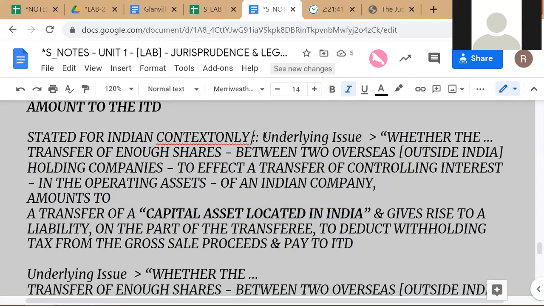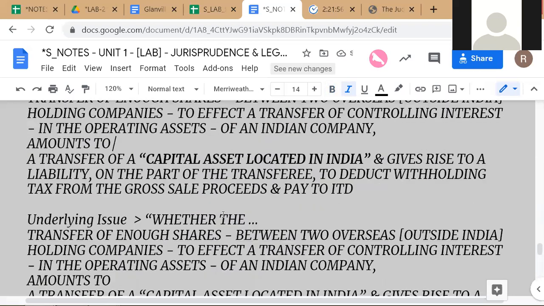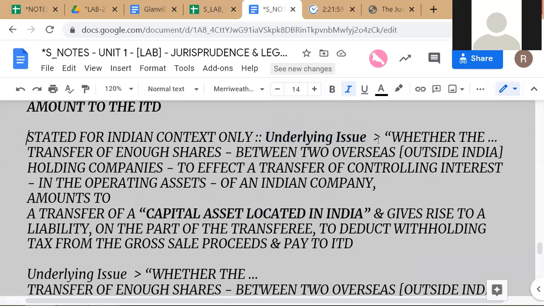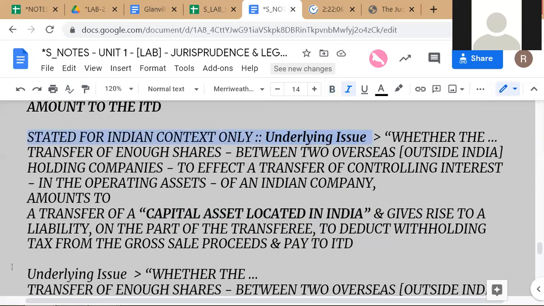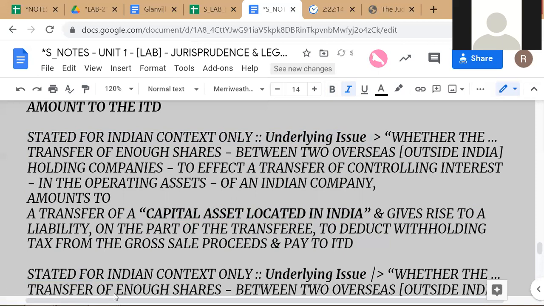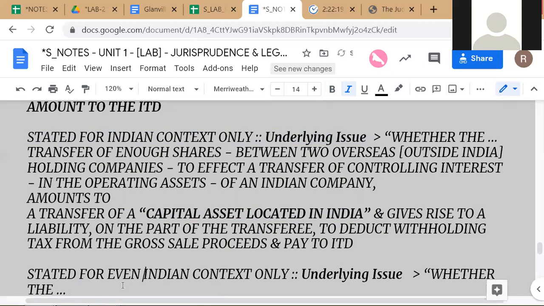Here the underlying issue is like this. What are we talking about? The underlying issue, stated for the Indian context only. Now we can have this stated at an even more broader level. You have understood the transaction and the underlying statement of this, stated for even broader.